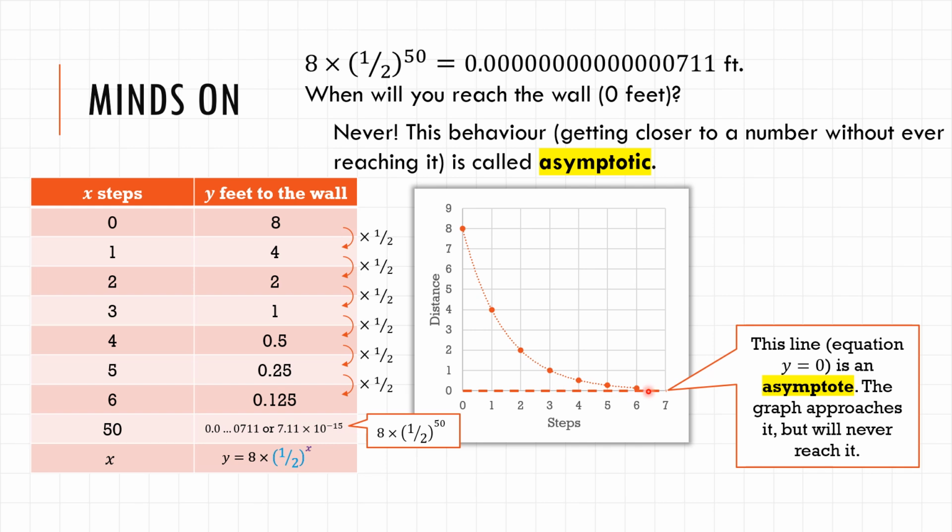This line down here, which has the equation y equals 0, is called an asymptote. And you can see how these two words are related, right? What is an asymptote? Well, it's an imaginary line or a value that the graph of a function gets closer to without ever reaching it. So it approaches it, but it will never actually get there. The distance between the points and the line keeps getting smaller, but because they're getting smaller multiplicatively, they will never actually reach 0. This is called asymptotic behavior.